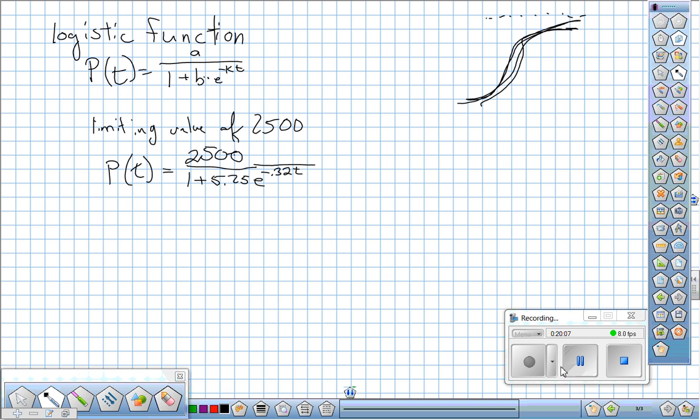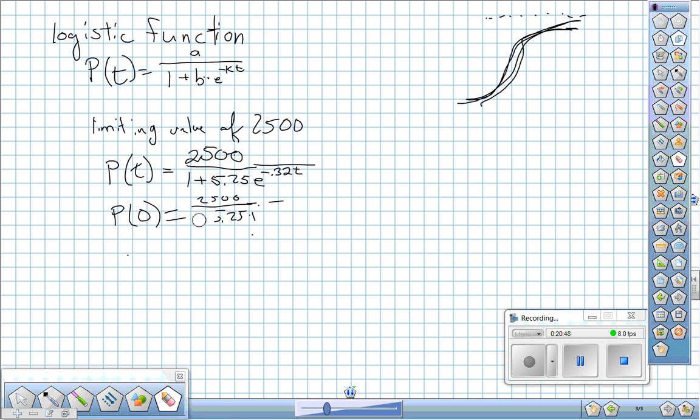So it might ask you what the population is at a certain time. So P of 0 should be my starting amount. And just from the problem, I know that it is stocked with 400 new fish, so hopefully I would get out 400. So I'd do 2,500 divided by 1 plus 525 e to the 0. It doesn't matter that the 0.32 is there, because anything to the 0 is just going to be 1. So this will be times 1, and then 1 plus 525 will be 526.